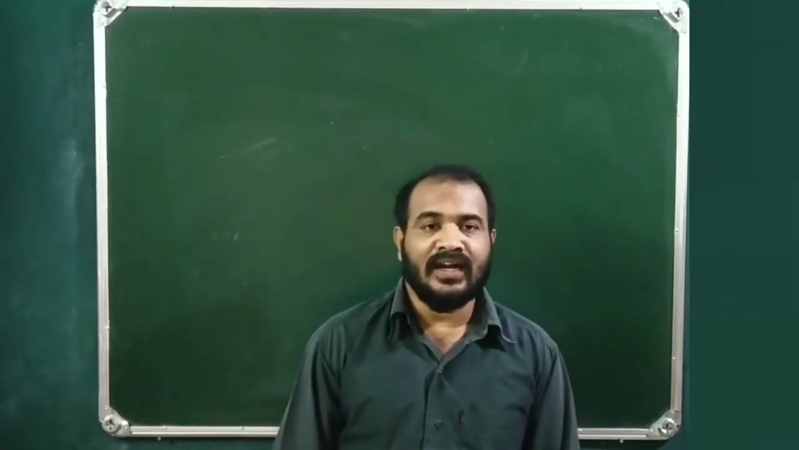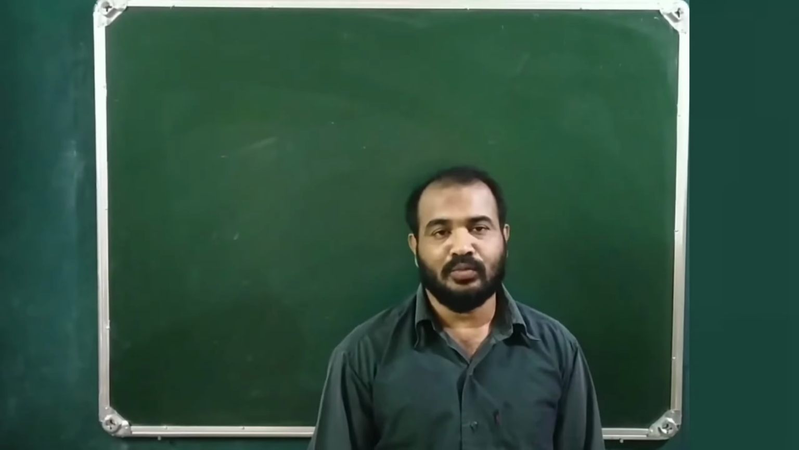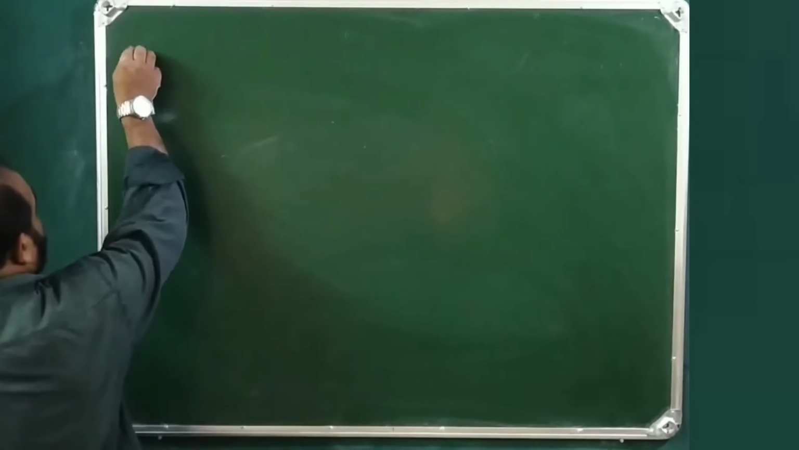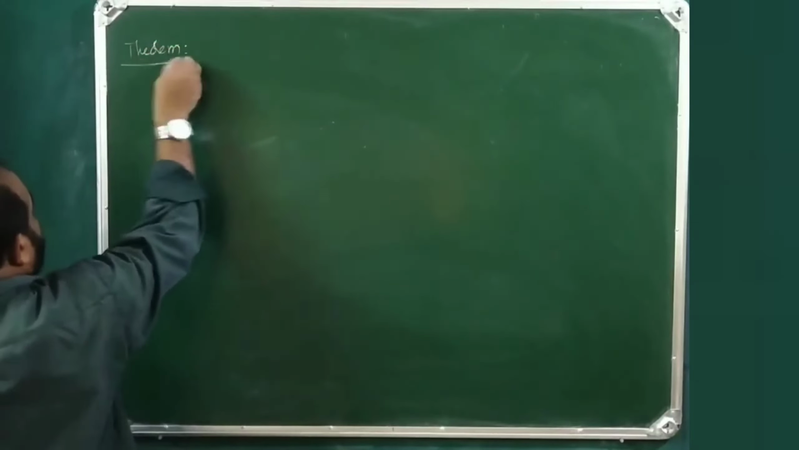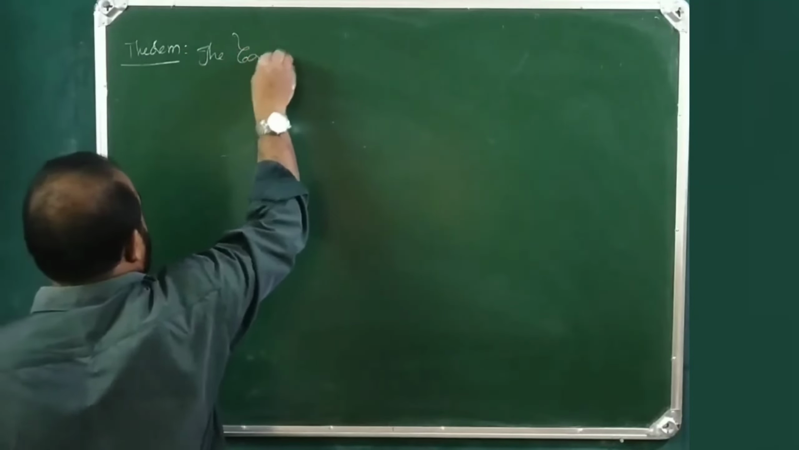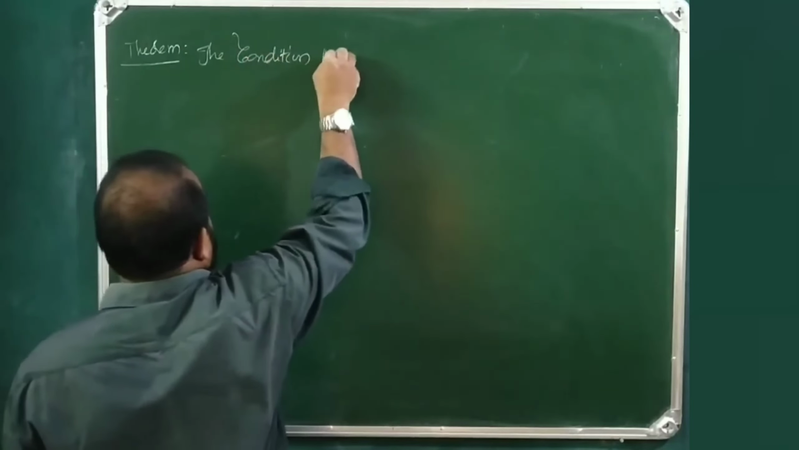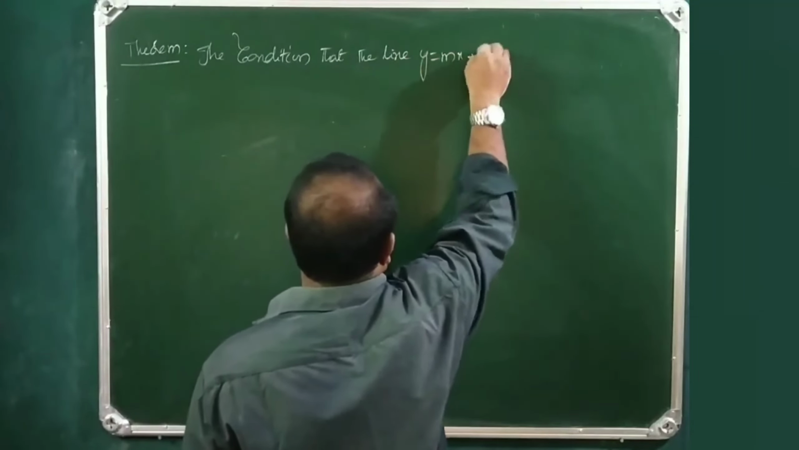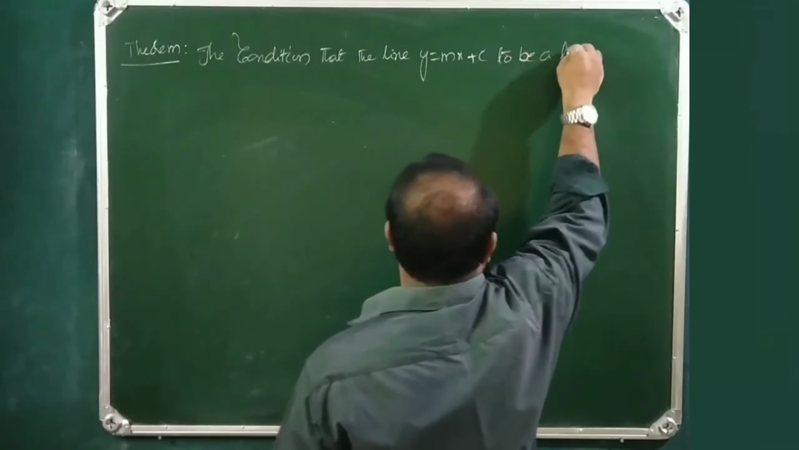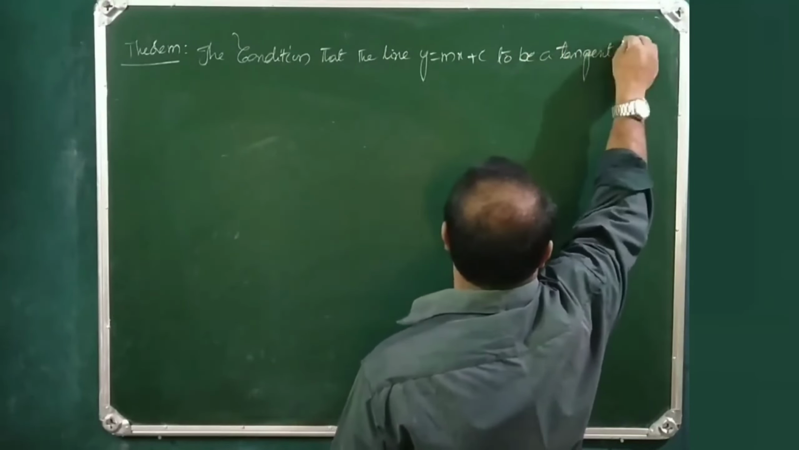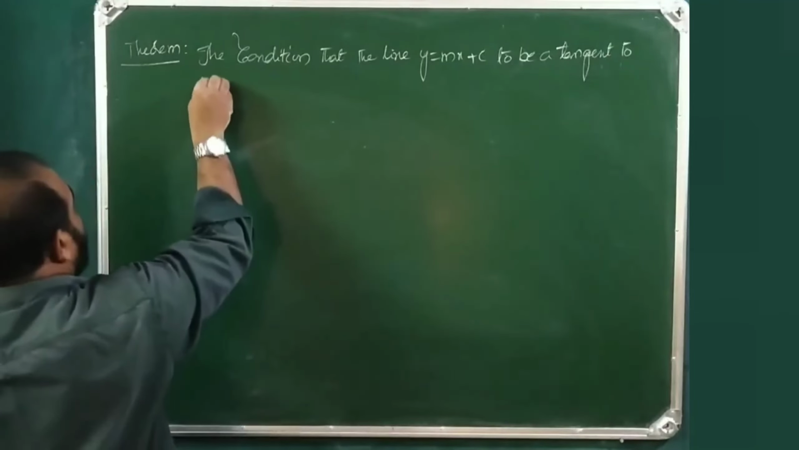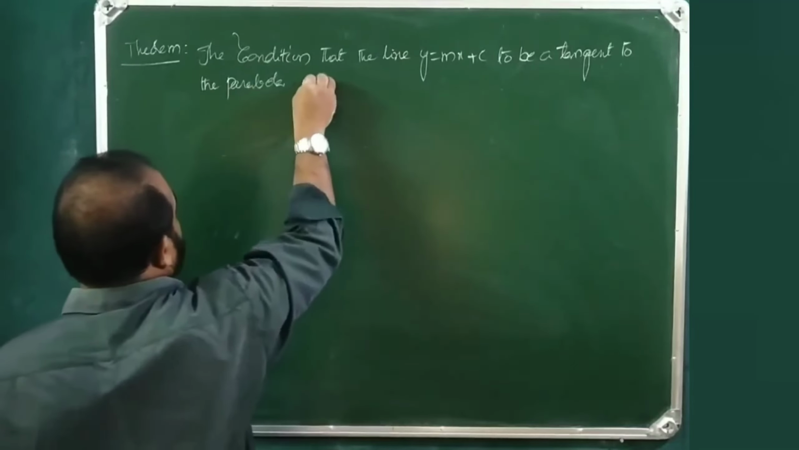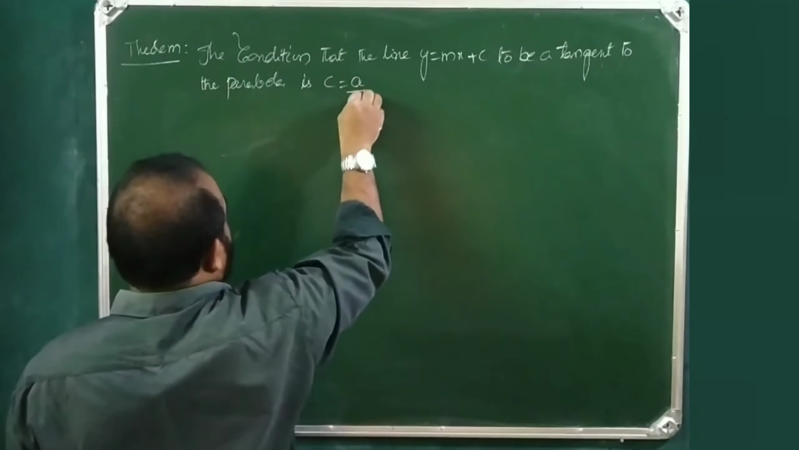Let us deduce the condition that the line y equals mx plus c is a tangent to the parabola y square equals 4ax. Theorem: the condition that the line y equals mx plus c be a tangent to the parabola is c equals a by m.